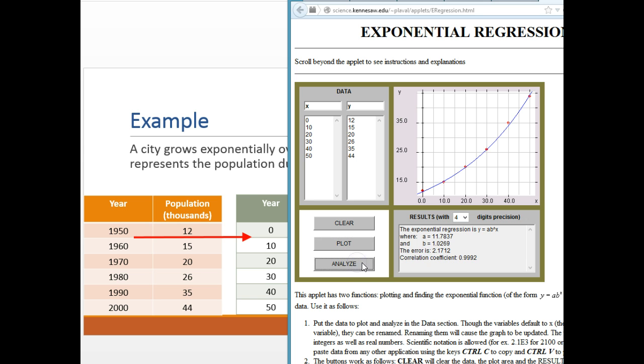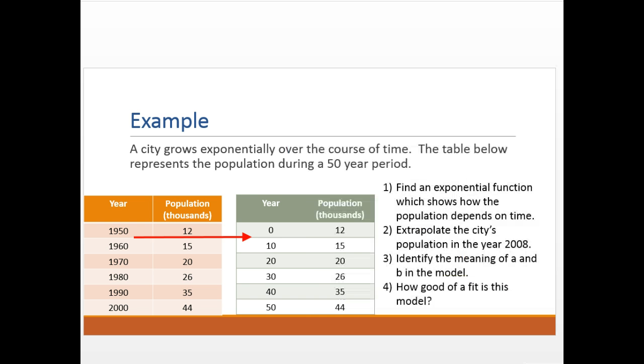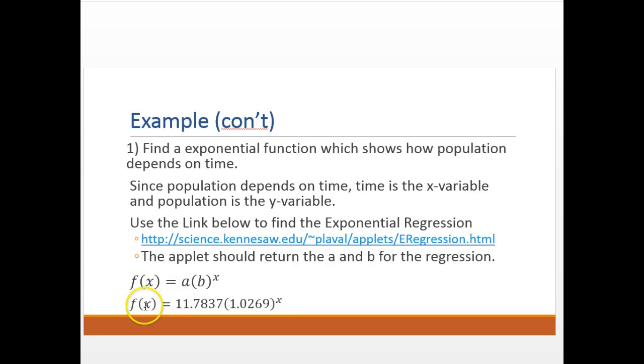If we go to analyze this, we get A is 11.7837 and B is 1.0269. Notice the correlation coefficient is 0.9992. This is a very strong correlation again. To answer our first question, our f of x was 11.7837 times the quantity 1.0269 to the x power.